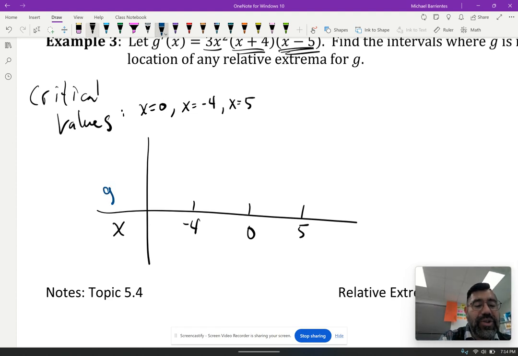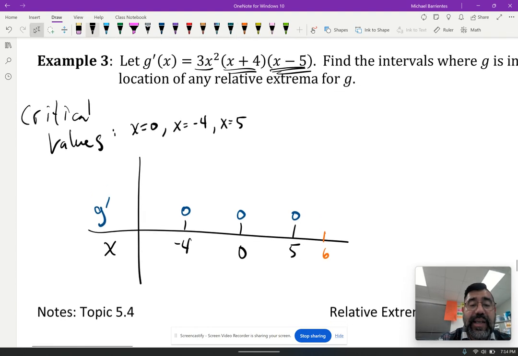We want to find g prime values. These x values were special because the derivative of g was equal to 0 there. Now we're going to test values. Let's test a value over here, like 6. One thing to point out: this term is squared, so it doesn't matter what number I substitute into that 3x squared, it's always going to be positive. So from now on, I'm not even going to check that, and I really just need to check the other two.